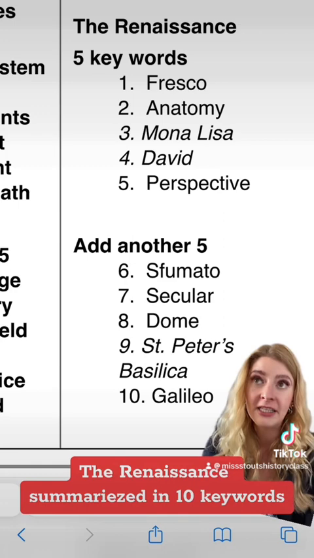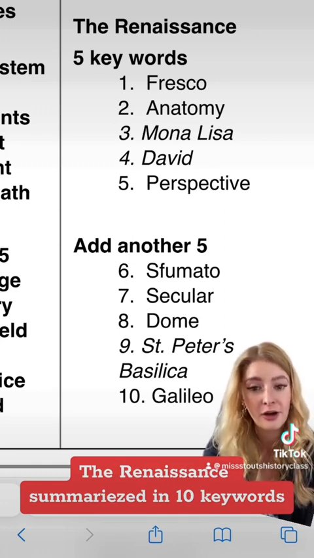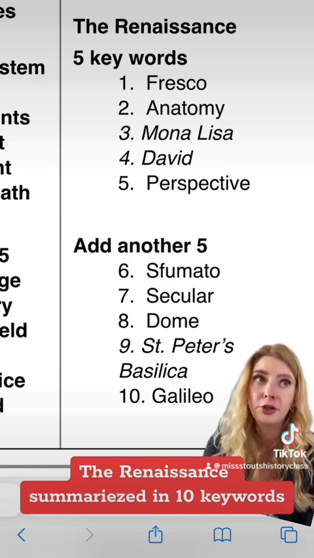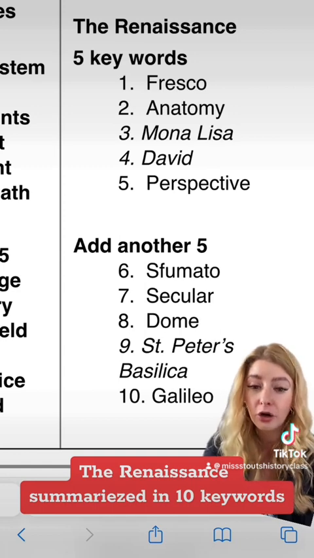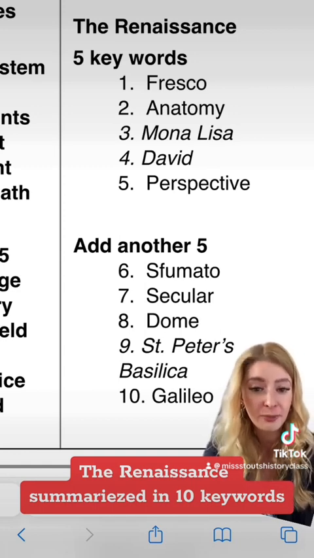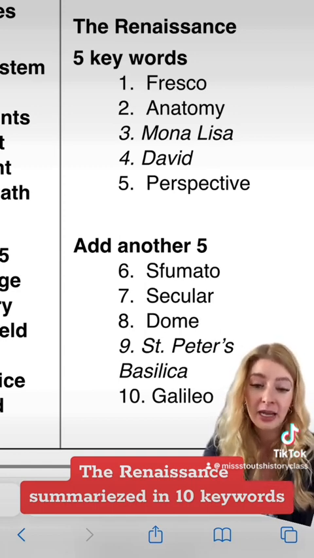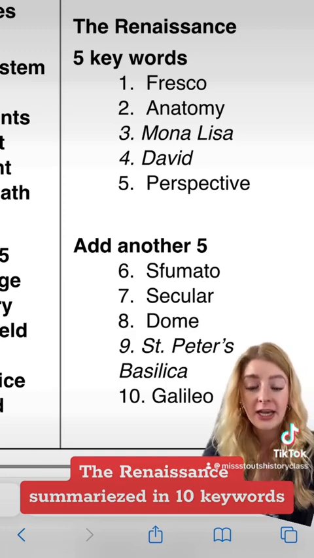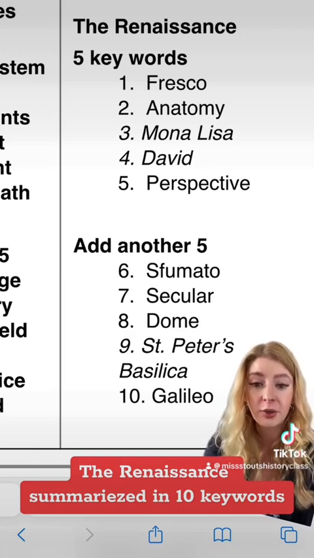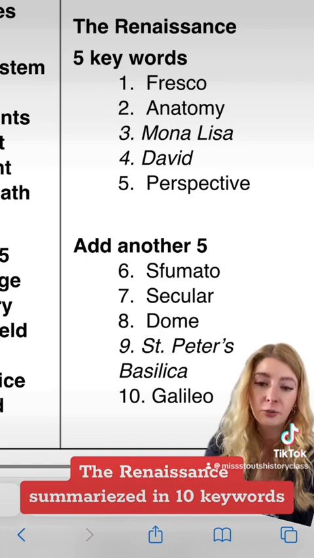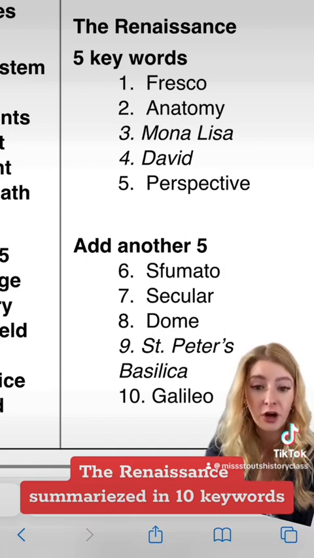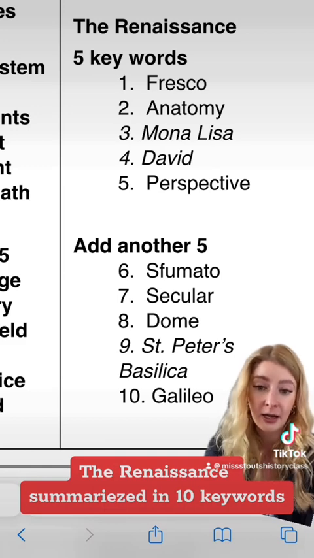Sfumato is a painting technique that was made popular by Leonardo da Vinci, and it refers to a smokiness or a blurring towards the edges of the pictures, and an example can be found in the Mona Lisa. Secular means non-religious. So in the Renaissance, painters and sculptors start making works of art that are secular, so non-religious. Now they still made religious works of art as well, but you start to see a rise in secular works of art.